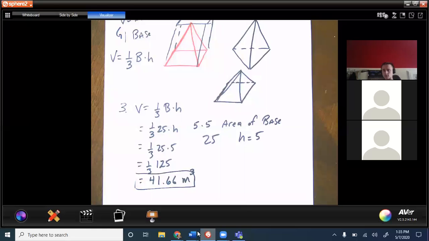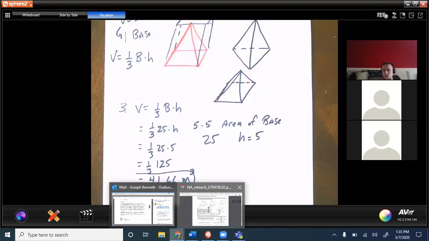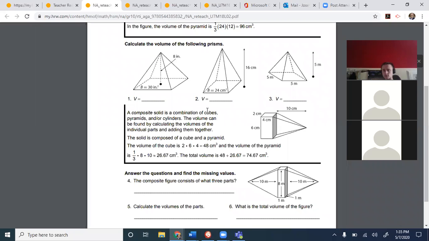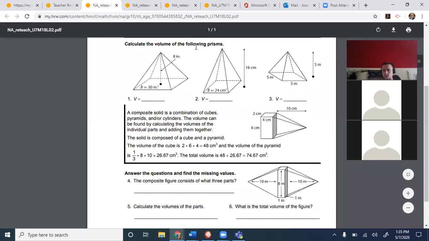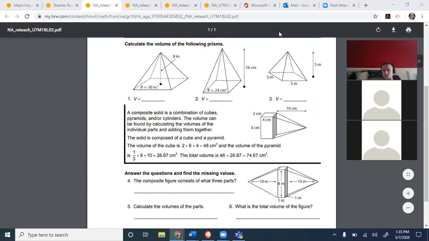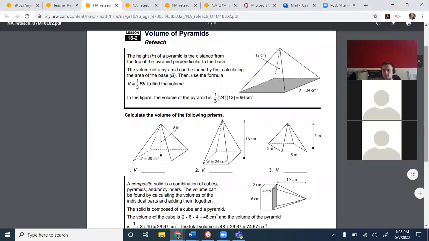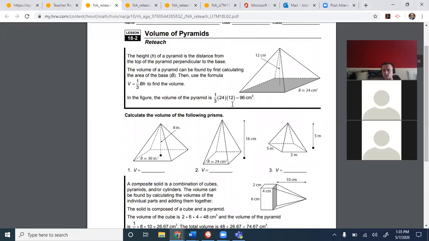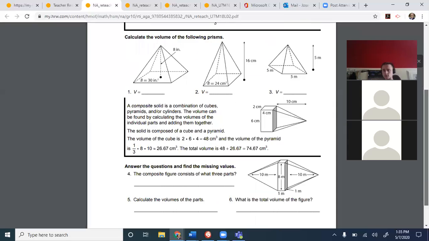Let's see, did they tell us to round it to the nearest hundredth or anything? Let me see what the directions say. Calculate the volume of the following prisms. I don't see them rounding it to the nearest. Okay. Yeah, it doesn't matter, Hunter. I would just try and follow whatever the example says. If it says round to the nearest 10th, great. Like on this one, they didn't even have to round. So, yeah, it just depends.